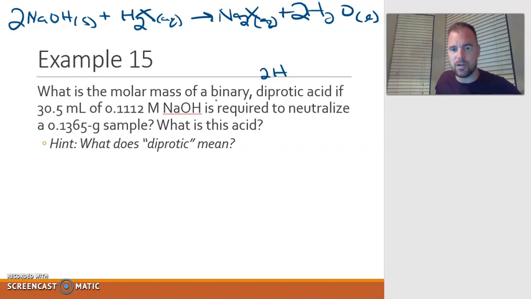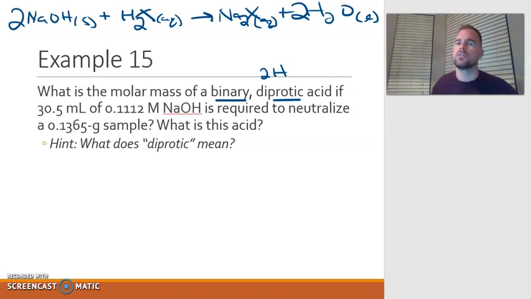It was necessary to know what binary and diprotic meant, right? So if the problem gives you words like that, there's probably a reason why. Okay, with all that being said, let's get into the math. It says, what is the molar mass of this acid? That's ultimately what we're trying to solve for, right? We're trying to solve for the molar mass of the acid.